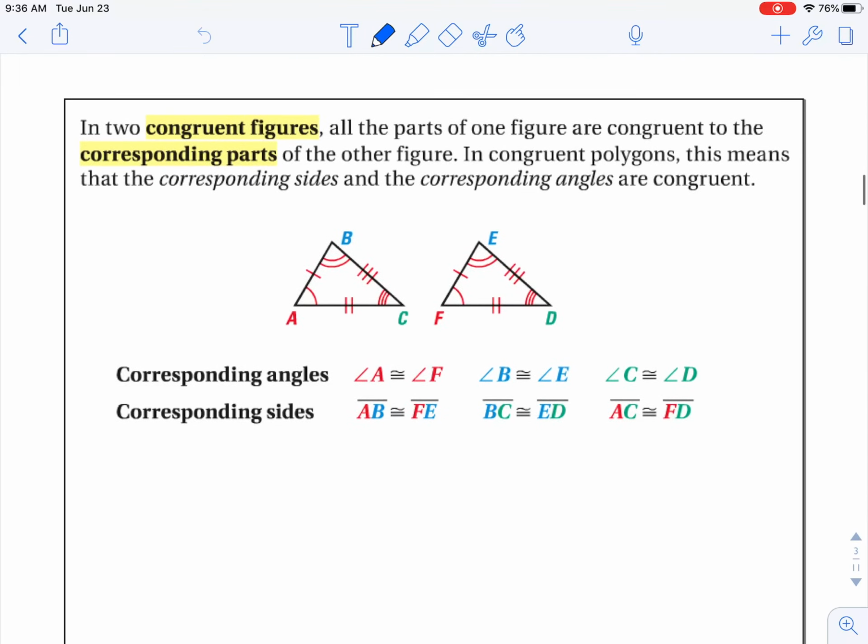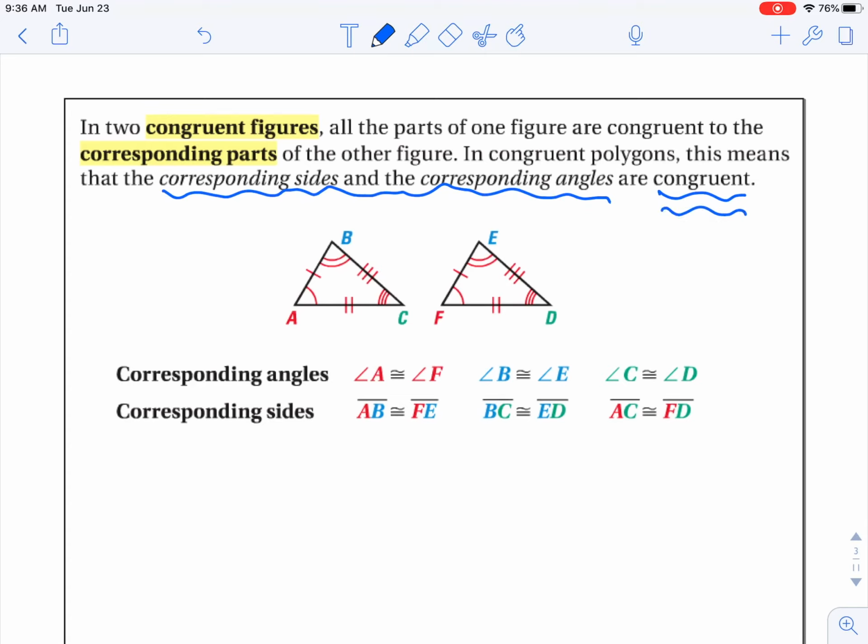So in two congruent figures, all the parts of one figure are congruent to the corresponding parts of the other figure. In congruent polygons, this means that corresponding sides and corresponding angles will be congruent.